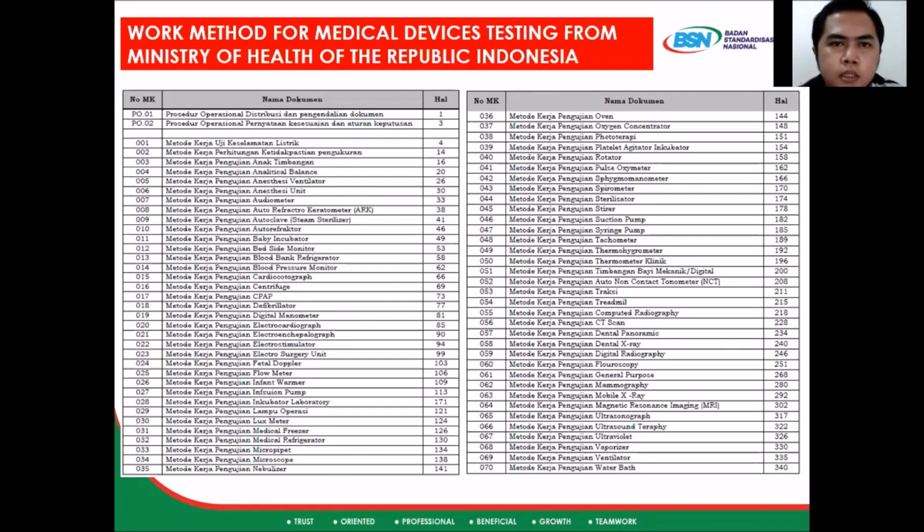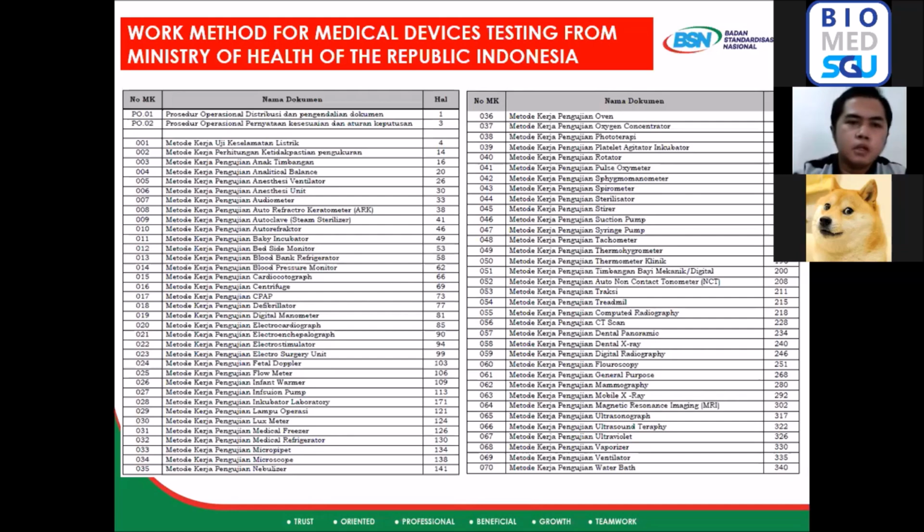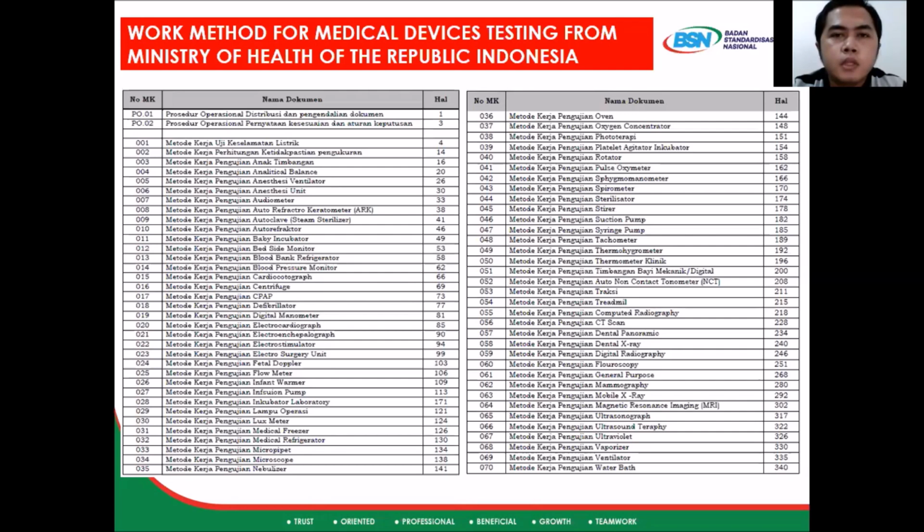Well, this is the BPFK also. BPFK already has the work method for medical devices testing. They cover medical devices from A to Z, from analytical balance until the water bath. But I cannot share the work method here. See this, it's restricted.